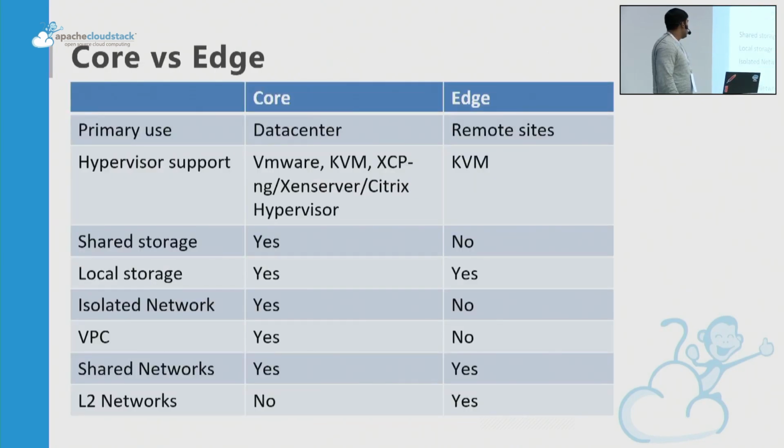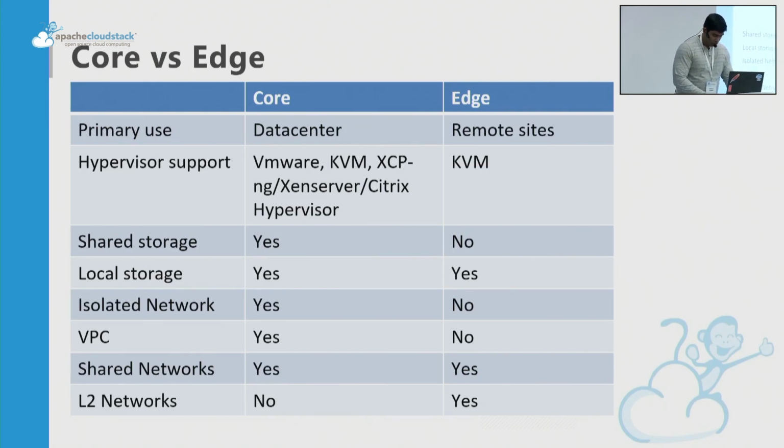If we try to summarize what the functionalities will be in terms of core versus edge, this is what it will look like. As we can see right now, only KVM hypervisor, no need for shared storage. Currently, we don't support isolated network and VPC, but they support shared networks and L2 networks.